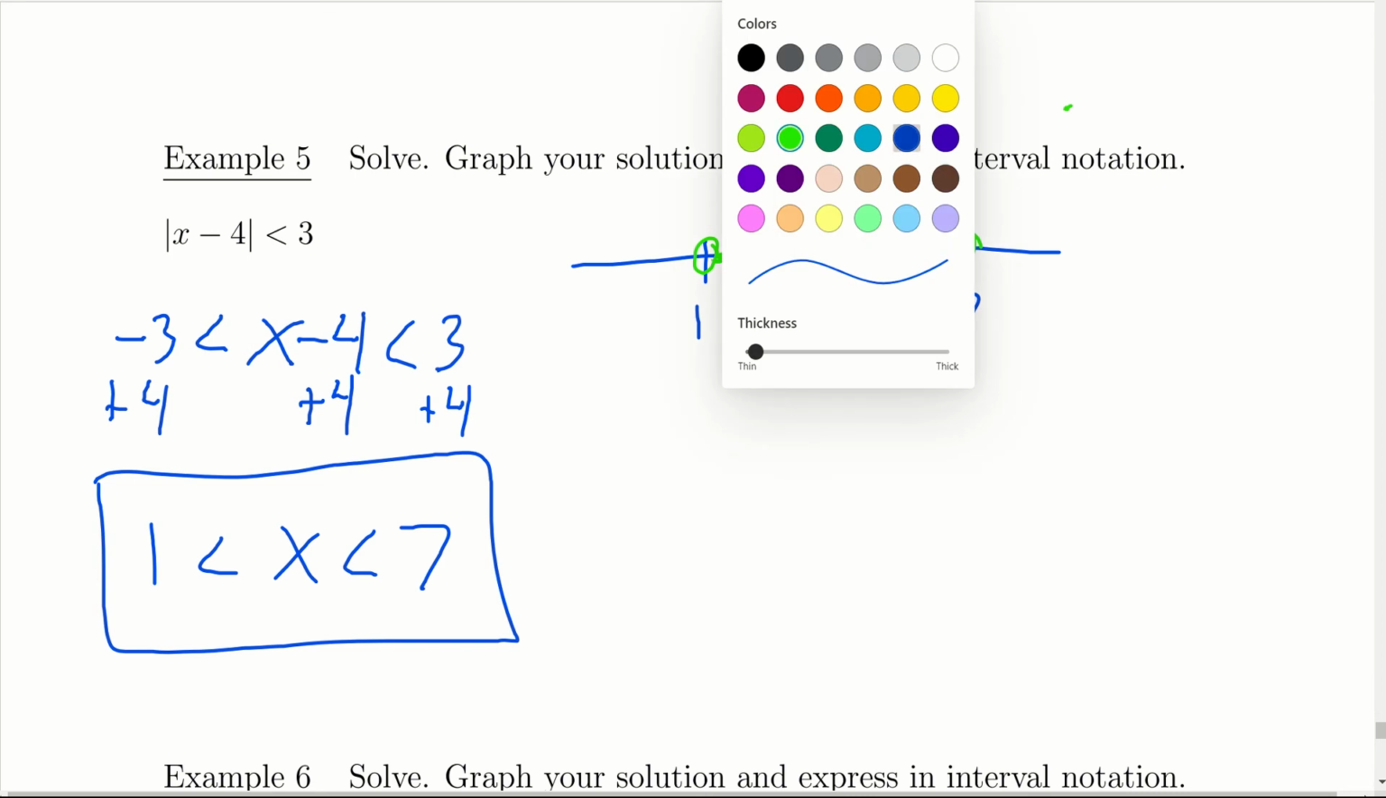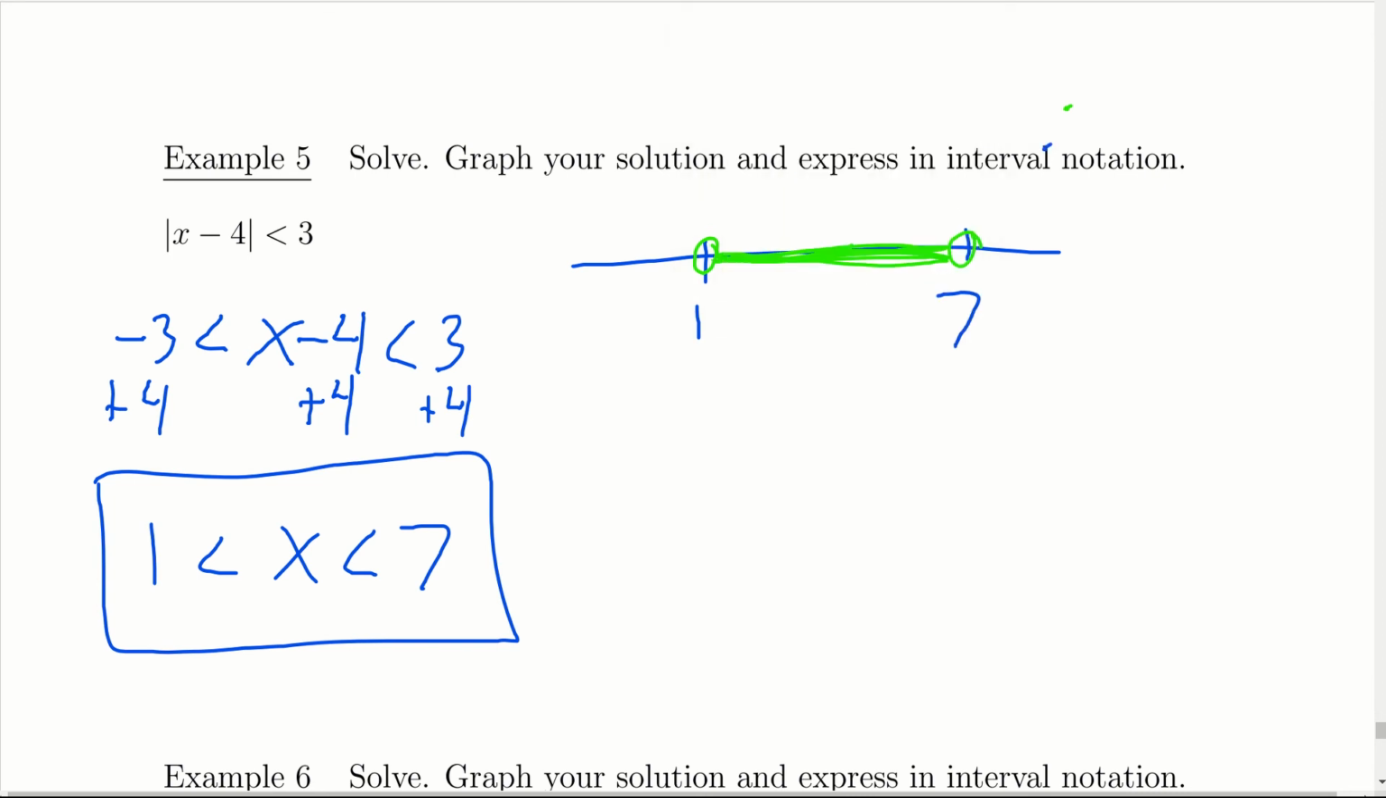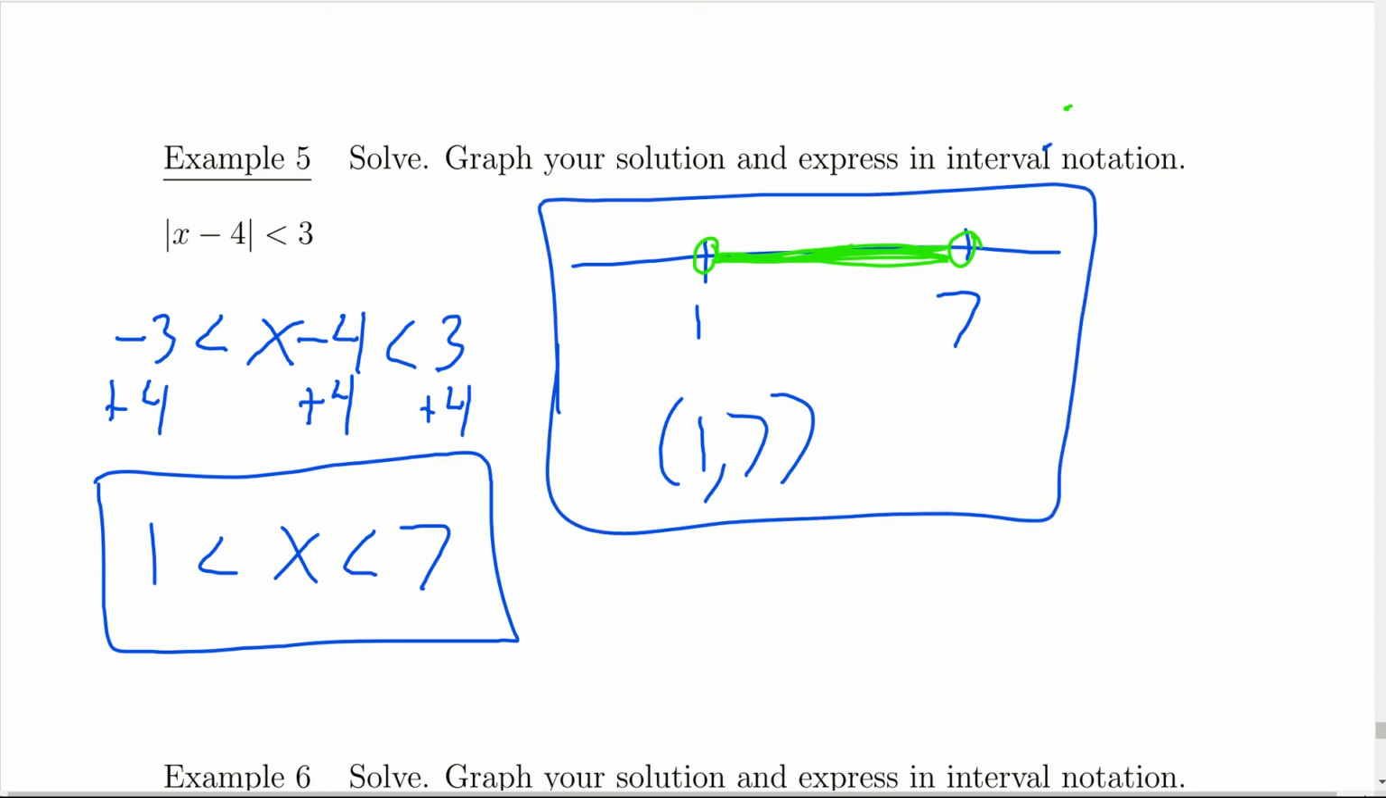From the graph, having that first makes it easier to do the interval notation. From left to right, this shaded region goes as far to the left as 1, which is not included, and goes as far to the right as 7, which also is not included. So there's our solution set. Solved inequality, graphed inequality, graphed interval, and interval notation.